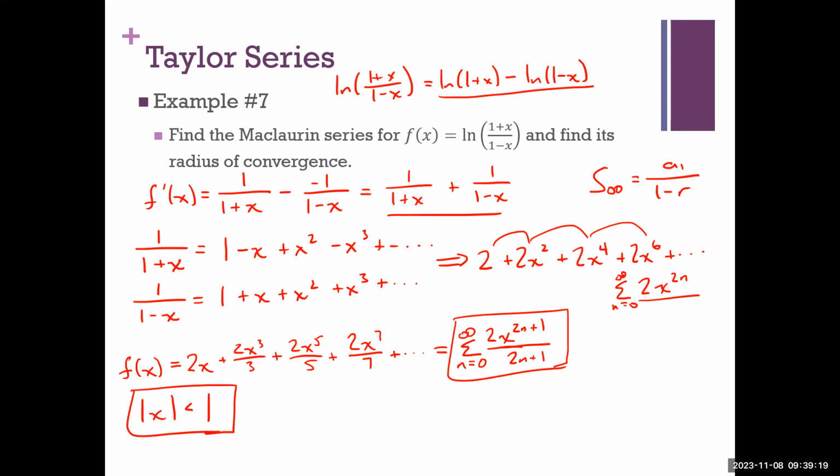So yeah, we found a polynomial for natural log of (1 plus x) over (1 minus x). It doesn't converge for very many x values, but that representation still exists. Questions? Okay.